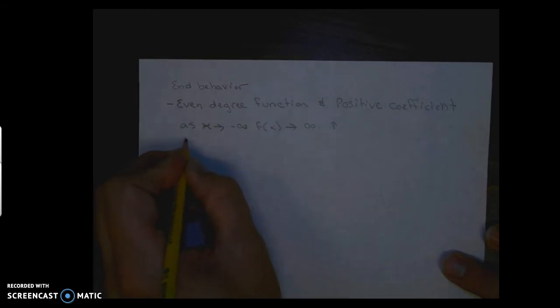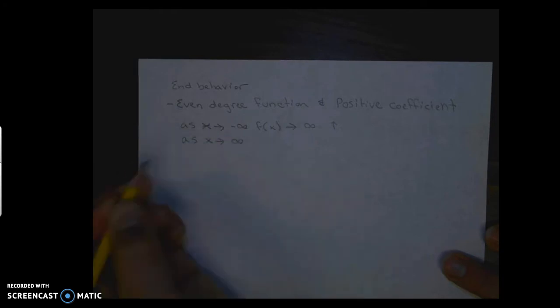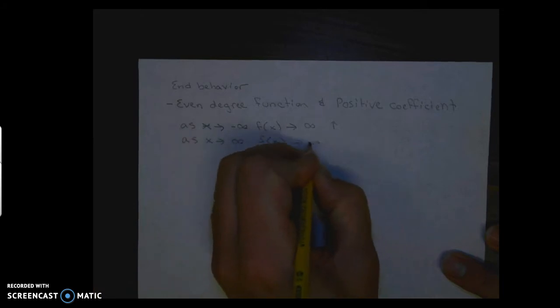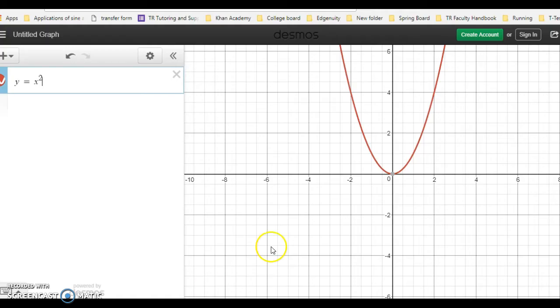On your right, x is approaching positive infinity, going to the right. F of x, your y, is going to positive infinity. Again, as x goes to negative infinity, y is going to positive infinity. On the right, as x approaches positive infinity, y is approaching positive infinity. Okay, so what if the coefficient on our degree term is negative?